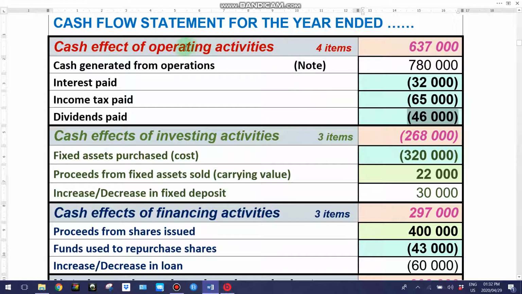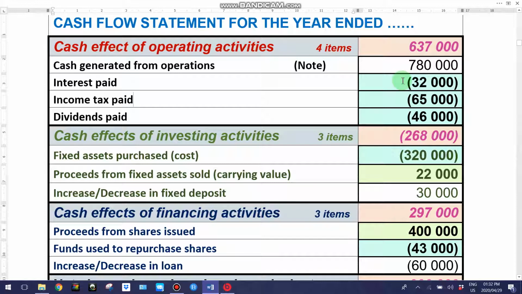So to summarize the operating activities, we have 4 items. The one item is focusing mainly on the net profit of the business. It's coming from operations. And then we have 3 outflows. You can see I put them in colors here. It's like a green color, and they are all outflow of cash from operating activities.